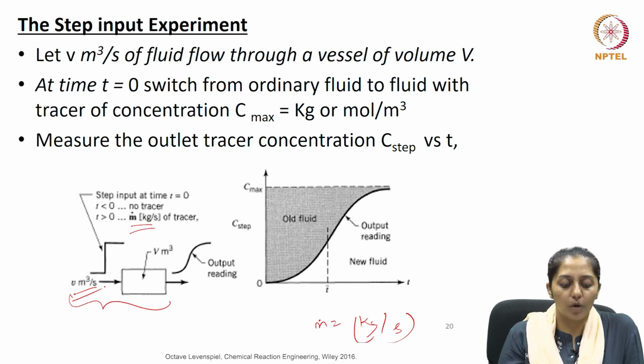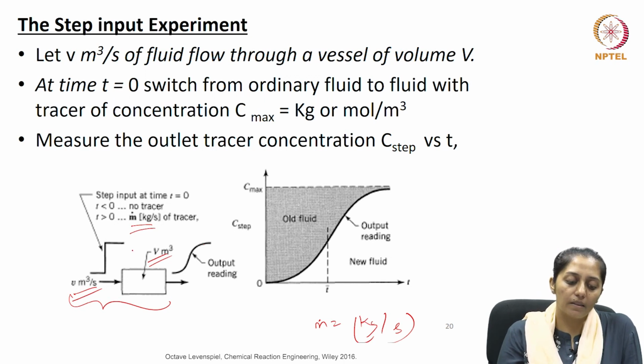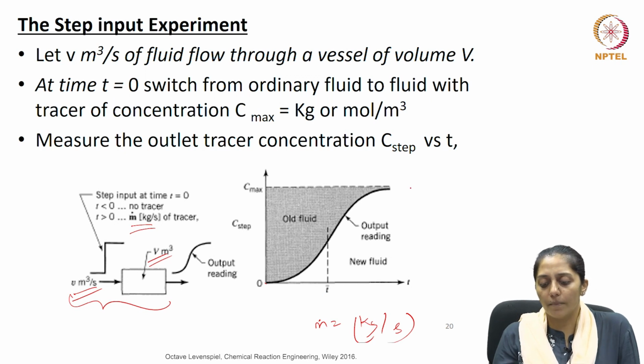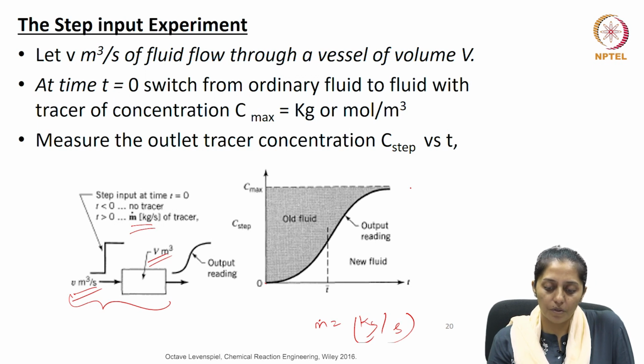Small v again is your volumetric flow rate, capital V is the volume of the reactor. So, once we start sending in the step input, we start determining the concentration of the tracer at the exit. Being a step input, the profile would look like as shown here. We will now call the concentration profile the C step versus time profile, and it will take the form shown here. So, gradually the new fluid is going to take over the old fluid.